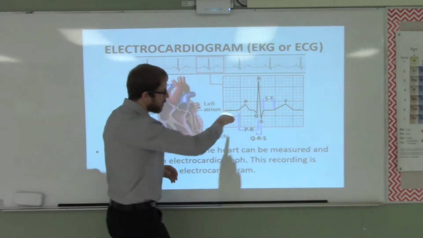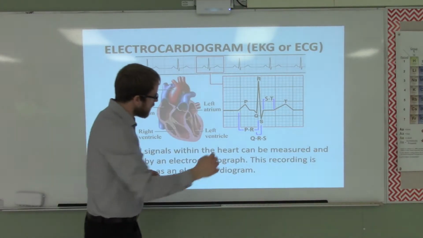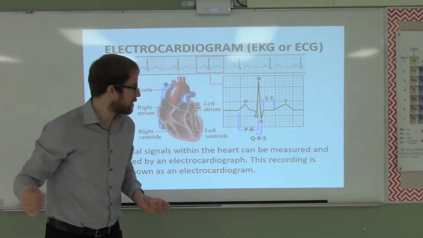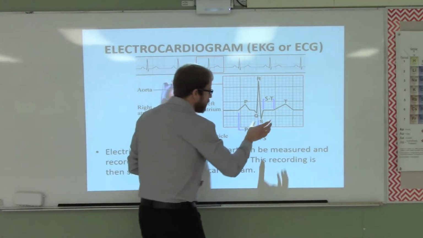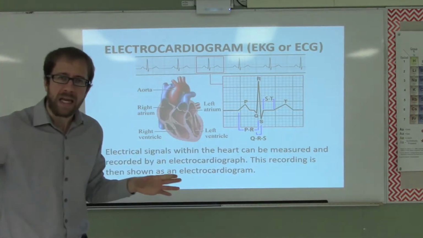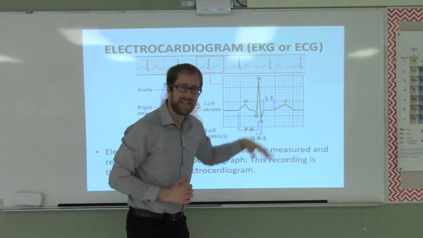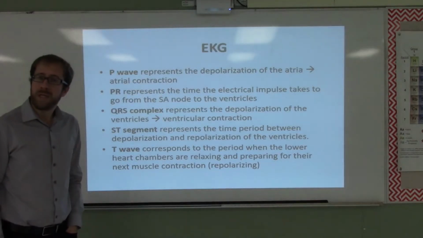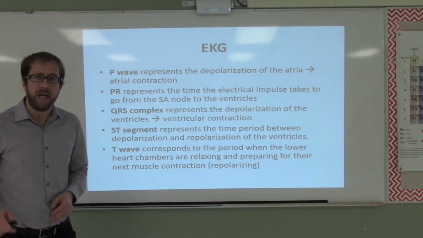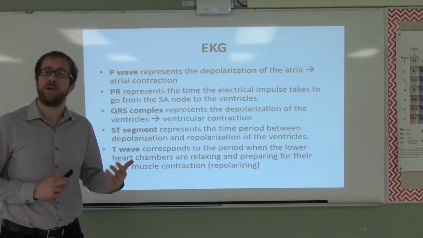So what you see here is this small electrical impulse. That is the P wave, the atria contracting. Then you have the QRS, which is your ventricles contracting. And then you have a period here where your heart is repolarizing. Right? It's getting ready for that next contraction. And that's what's represented here by the S and the T. So to reiterate, the P wave represents depolarization of the atria. And don't worry too much about that word right now. It'll make a lot more sense when we talk about the nervous system.